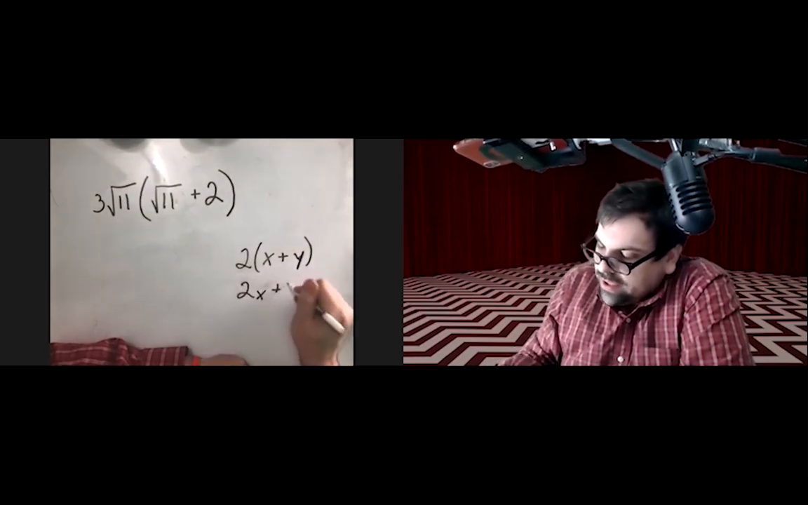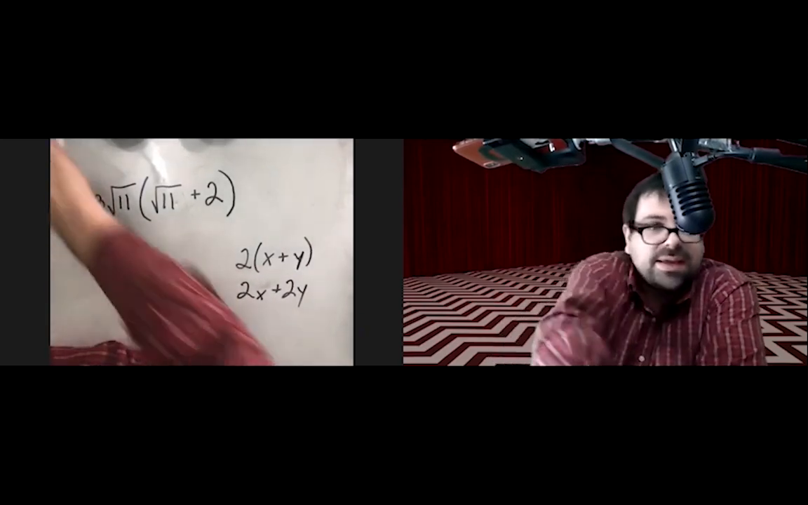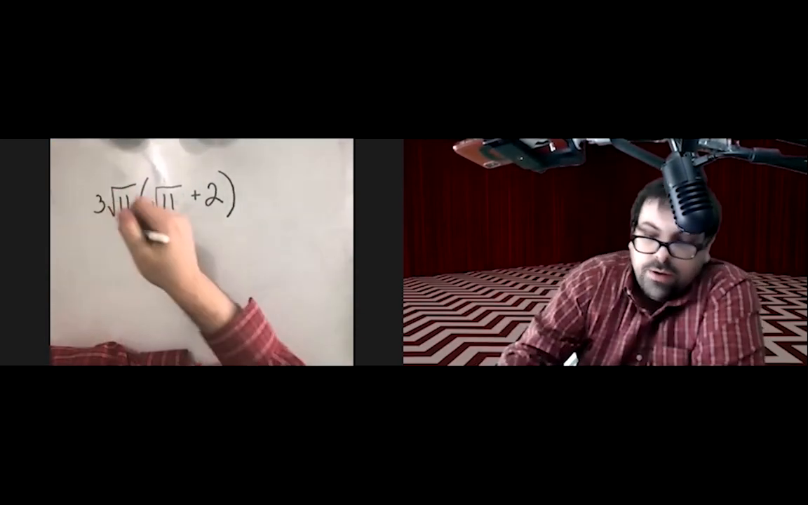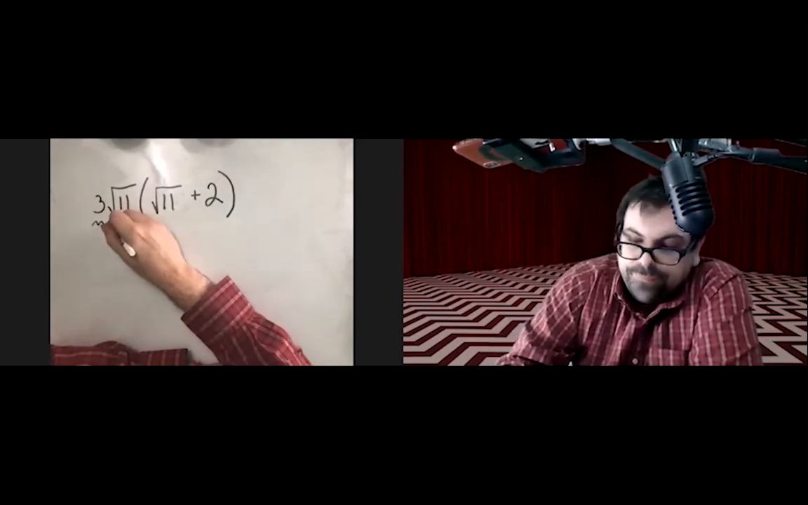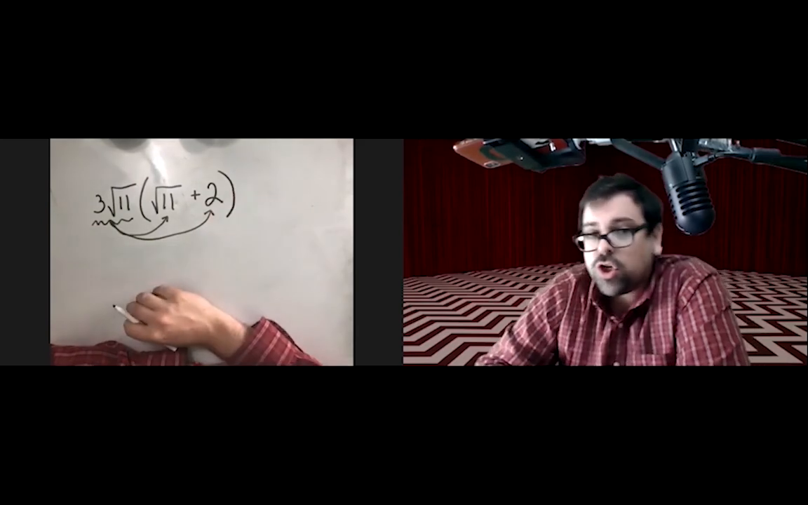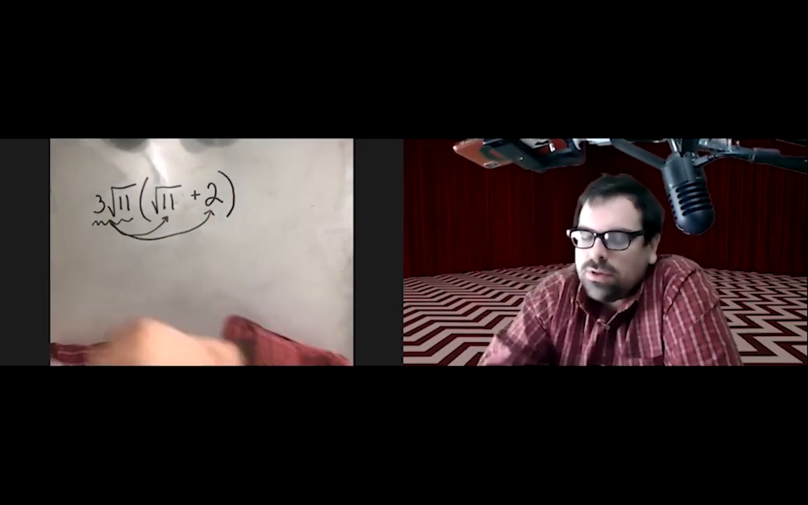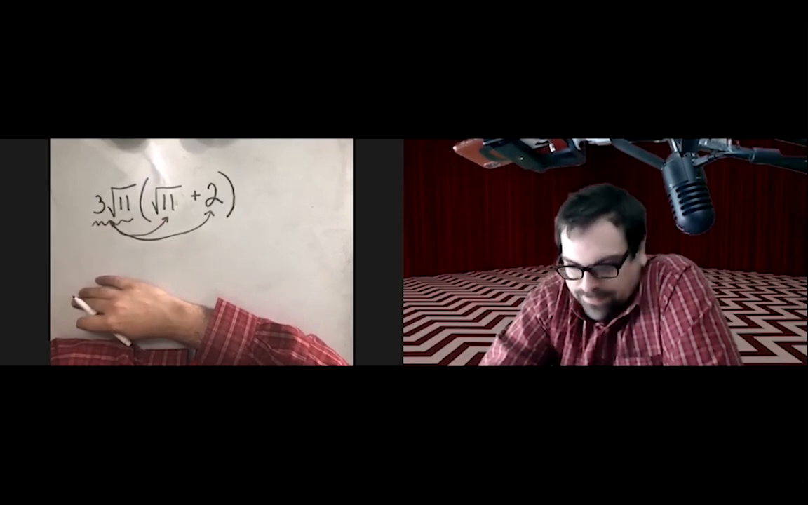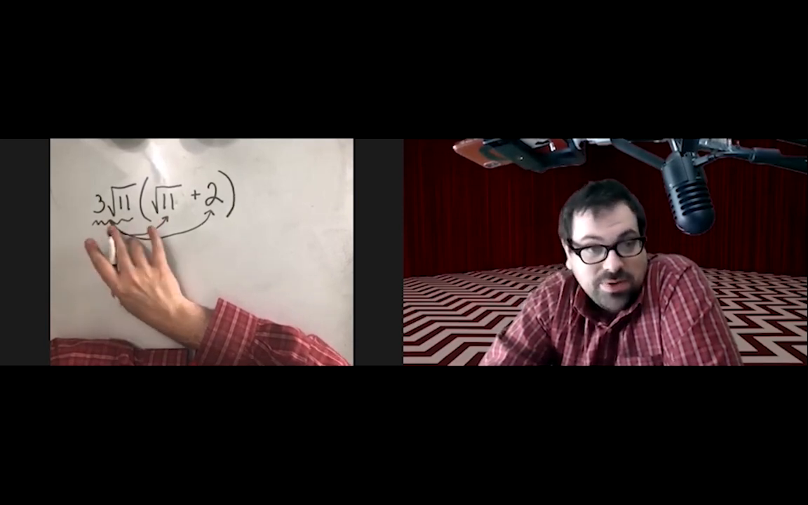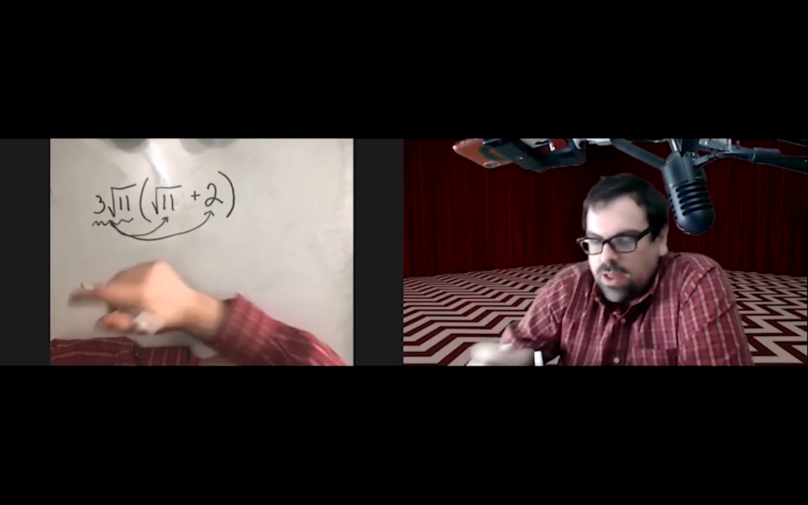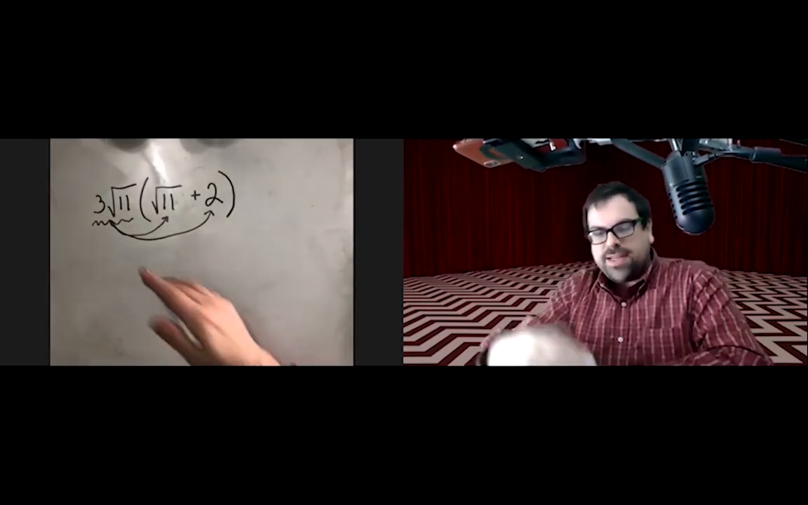So it would become 2x plus 2y. It's the same thing we do here. But we need to be careful, because something happens, could be described as magical, when we multiply a radical times a radical, and especially when it's the same. Let's not do too much in one step.